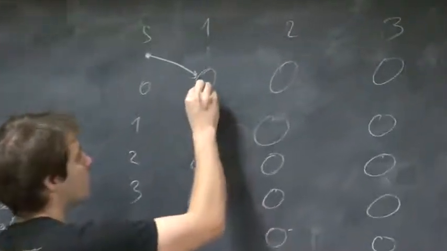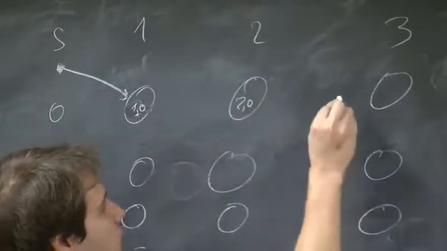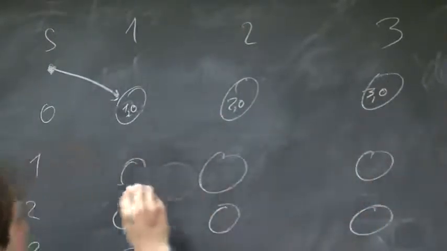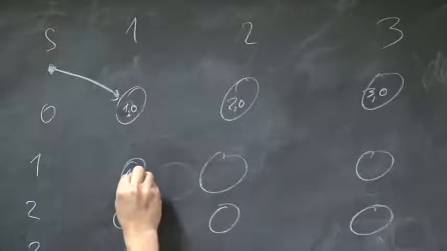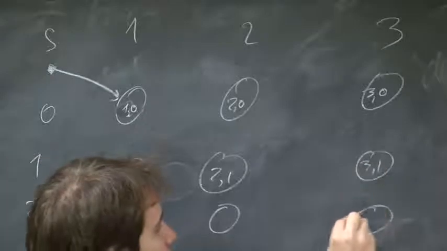1, 0. So I'm looking at item 1. So far, I have 0 pounds in my backpack. Looking at item 2 with 0 pounds. Looking at item 3 with 0 pounds. Looking at item 1 with 1 pound in my backpack. Item 2 with 1 pound. Item 3 with 1 pound. So on and so forth.